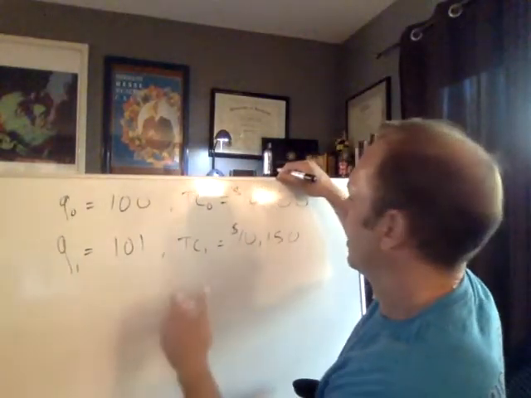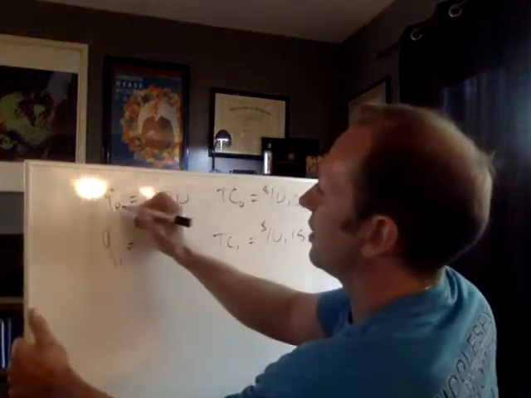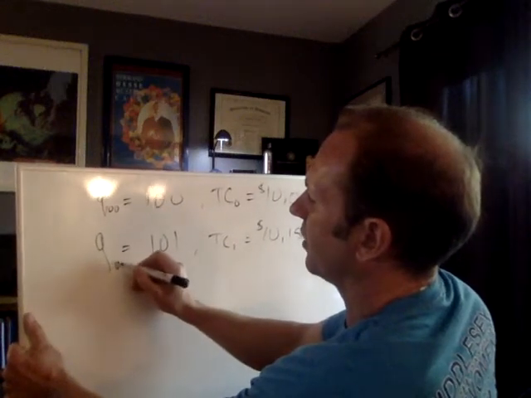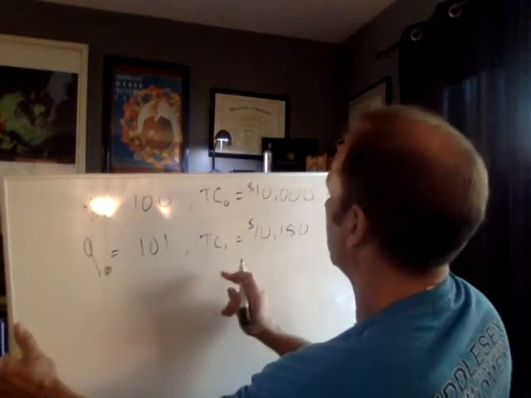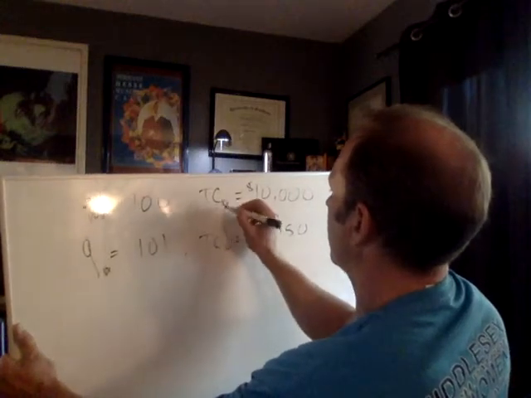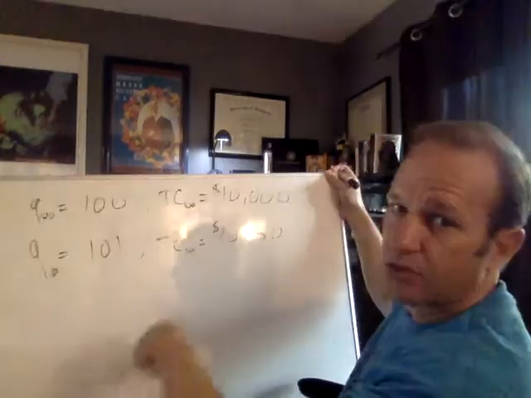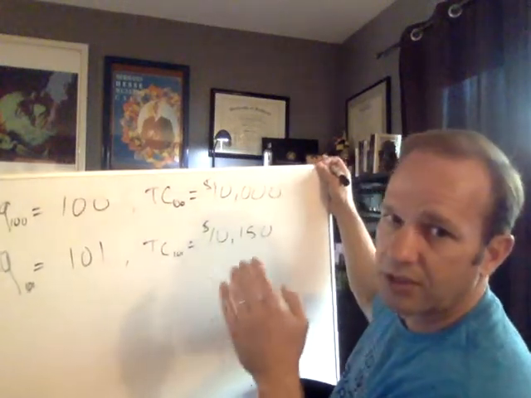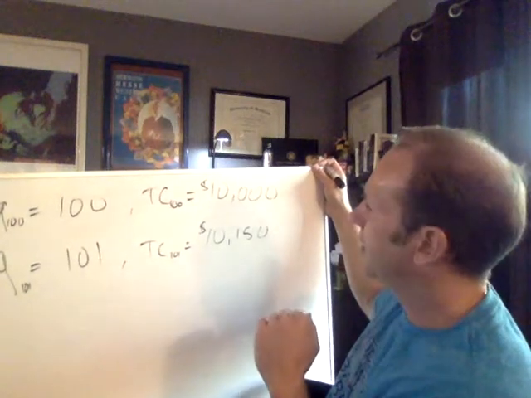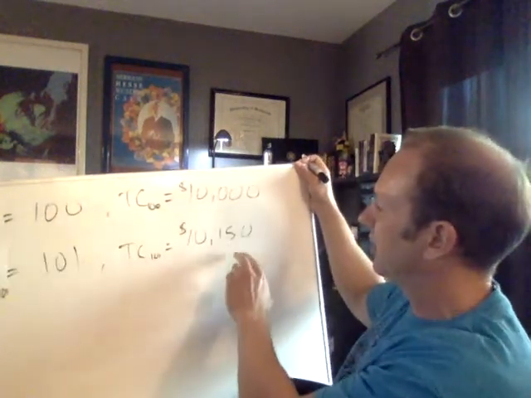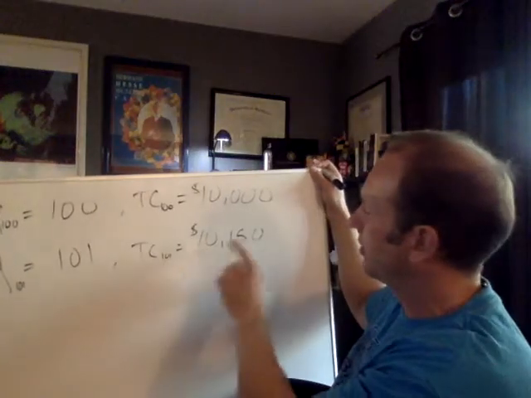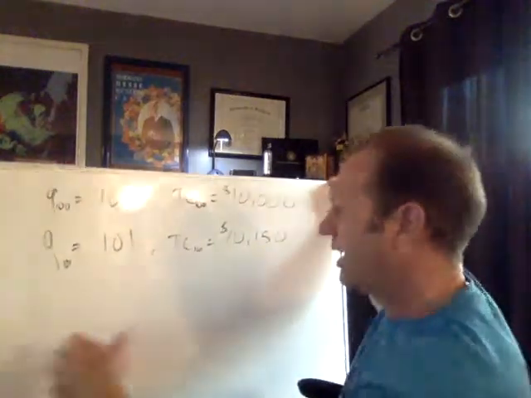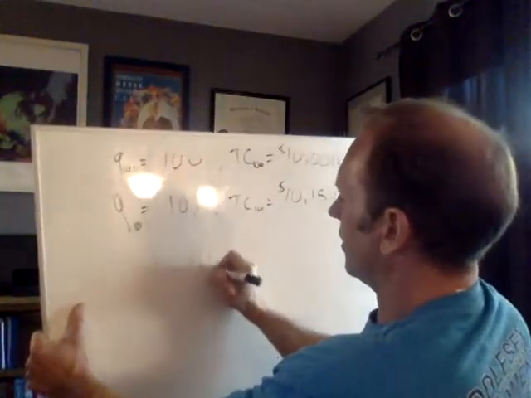Moving from, you know what, I'm going to change my notation. This was 100 units of output. This was 101. This additional unit of output, maybe that's clearer. Making this additional unit of output, what is the marginal cost of that unit of output? Most of us probably see that if your total cost rose from 10,000 to 10,150, making that unit of output cost you $150.